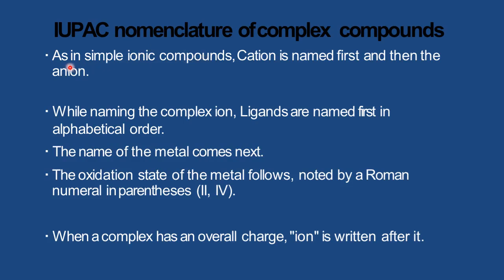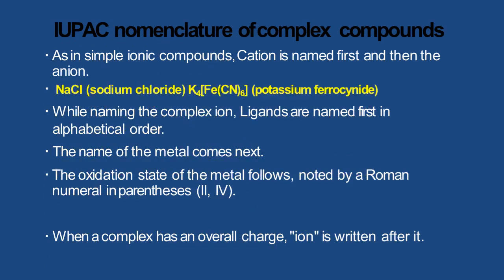Now the first rule is that, as in simple ionic compounds, the cation is named first and after that the anion. Look at this example, which is a simple ionic compound. It is sodium chloride. Sodium is the cation and chlorine is the anion. So the name is sodium chloride. Cation precedes the anion. Similarly, for coordination complexes, we are going to apply the same rule: we name the cation portion first and after that the anion.